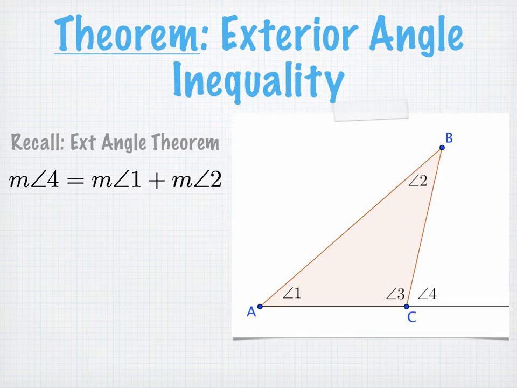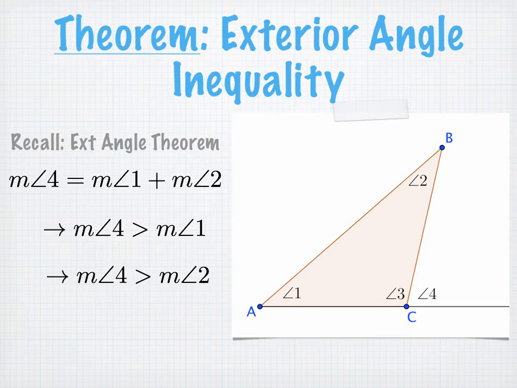Well, the exterior angle inequality suggests, therefore, angle 4 has a greater measure than the measure of angle 1, and likewise, the measure of angle 4 is greater than the measure of angle 2. That's basically it, right? If the measure of angle 4 equals 1 plus 2, that means 4 is greater than 1 and 4 is greater than 2.